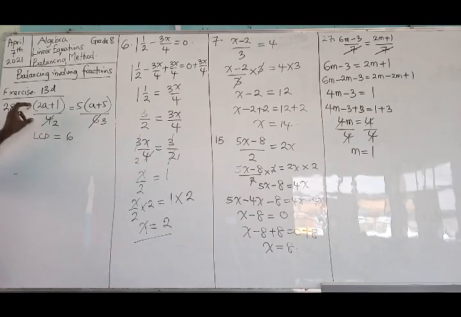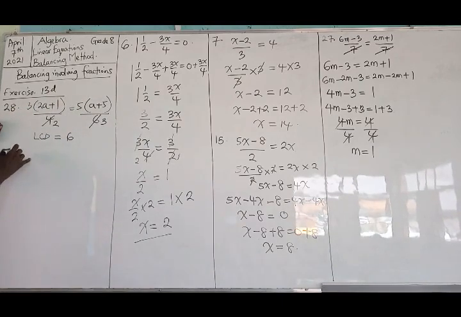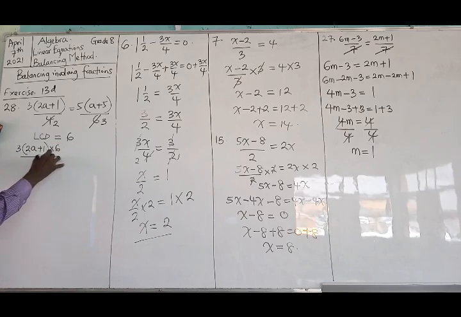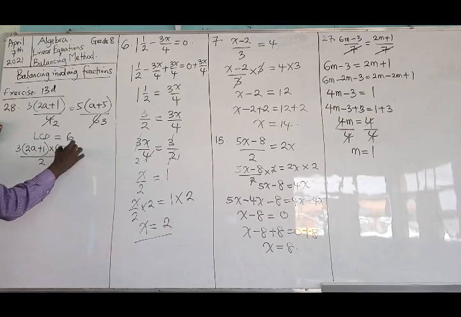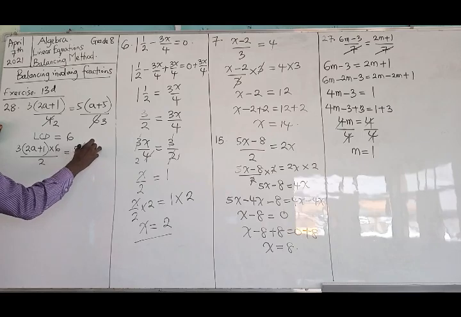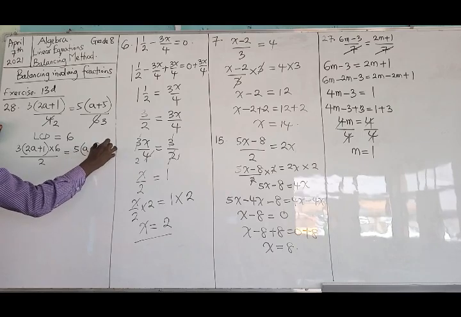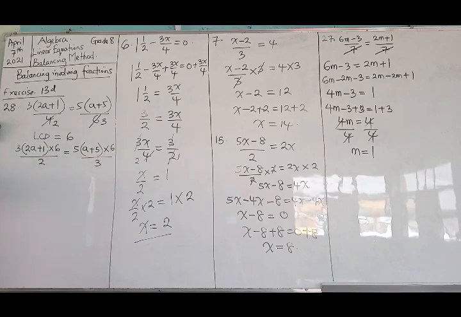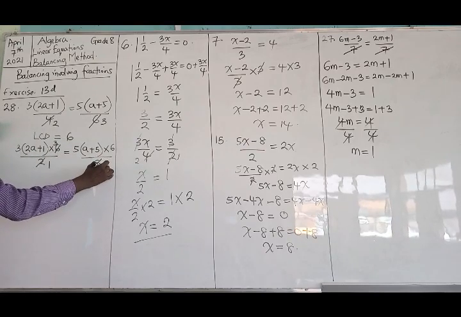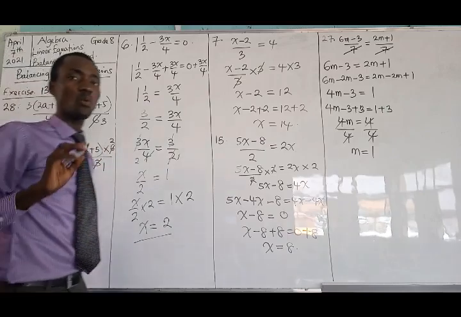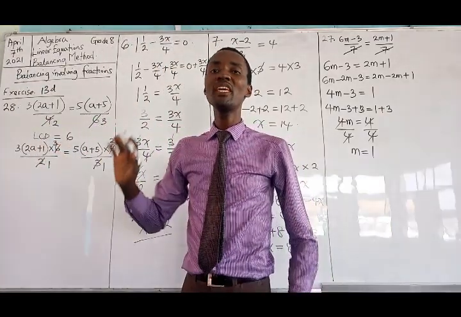Now, you will multiply this by 6 and multiply this by 6. So you're going to have something like this. 3 into 2a plus 1 times 6 all over 2 equal to 5 into what? A plus 5 times 6 divided by 3. You see that. So at this point, what do? You cancel out. 1, 3, 1, 2. Please, when you're having problems like this, don't be in a hurry.